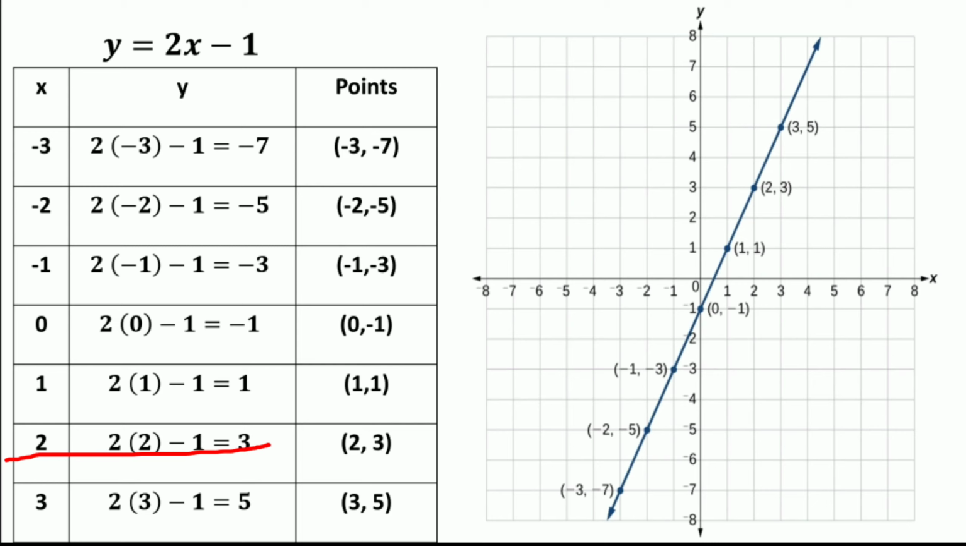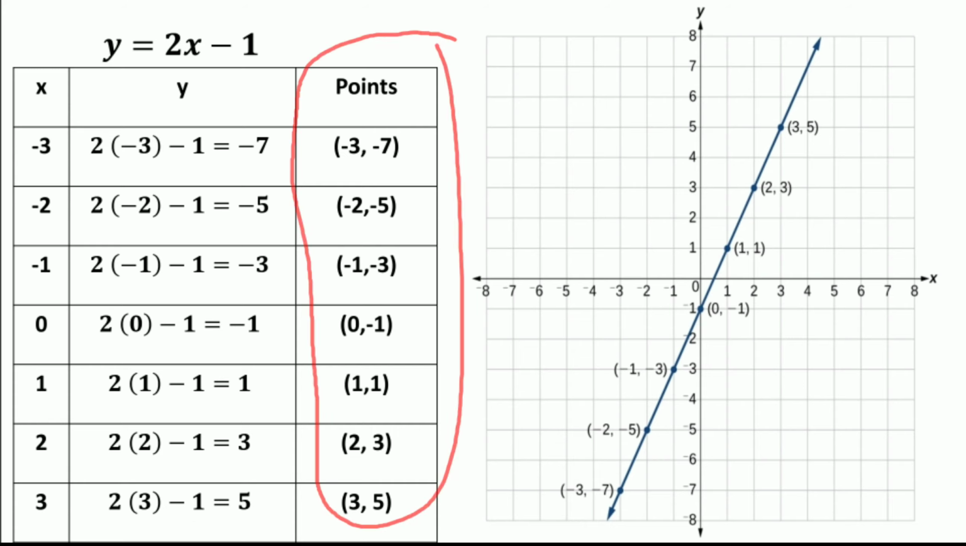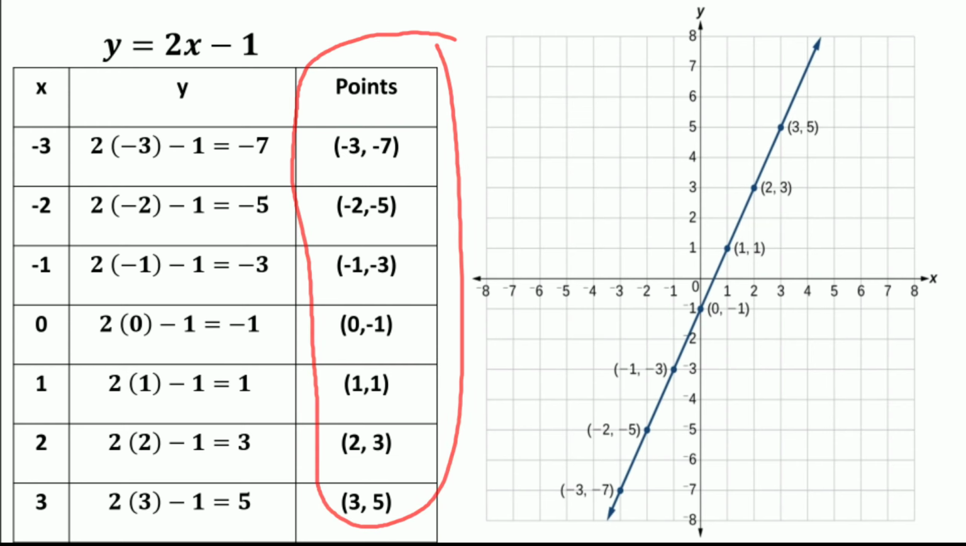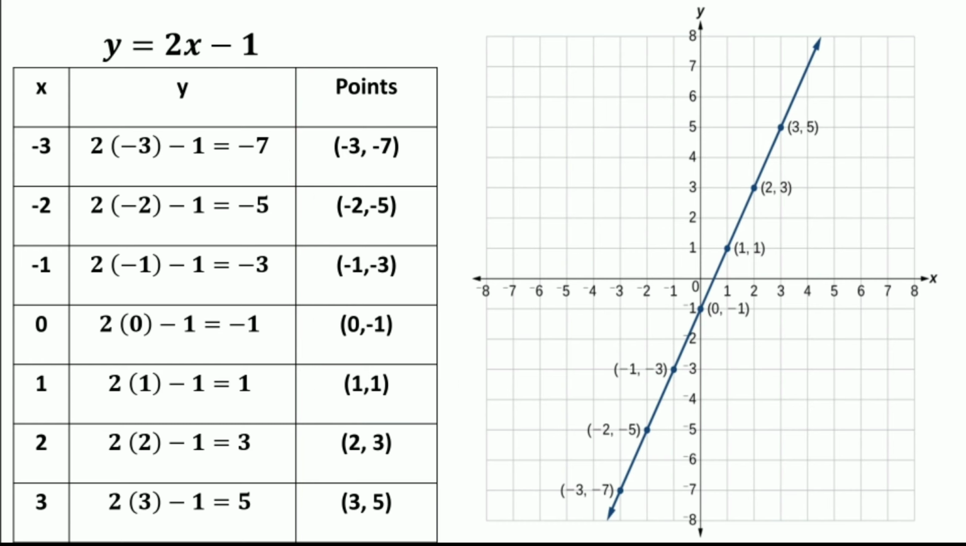And if you take the value of x equal to 3, then y will become 5. So the ordered pairs are given here: (-3, -7), (-2, -5), (-1, -3), (0, -1), (1, 1), (2, 3), and (3, 5).